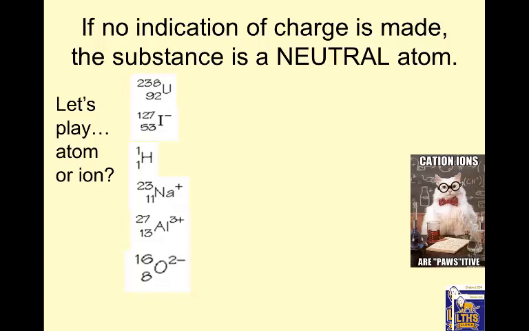Okay, so if there's no indication of charge, then it's neutral, so it must be an atom. So let's play atom or ion. All right, U-238-92, atom or ion? Hopefully you said atom because you don't see a charge. Atom or ion? Well, this has a negative charge here, so it must be ion. Atom, no charge. Ion, charge. Atom, no charge. That means it's neutral. Okay, atom or ion? Atom, woohoo, because there's no charge. All right, atom means there's nothing up there. All right, so I want you to classify those 3, and we'll talk about them in class.